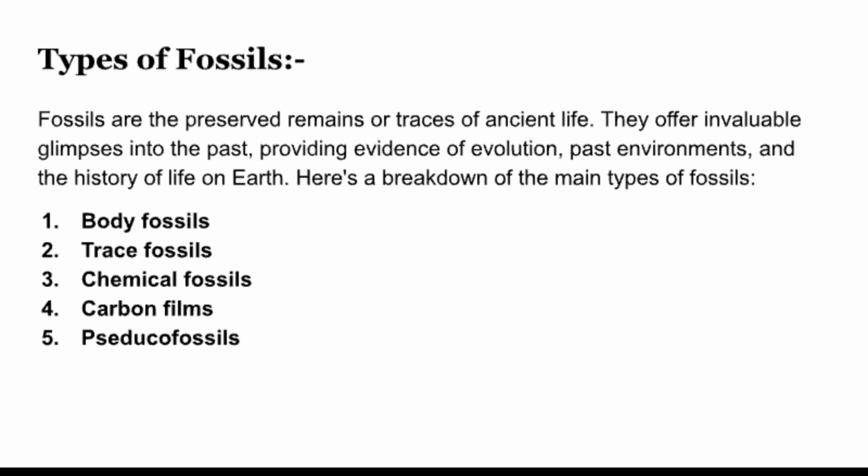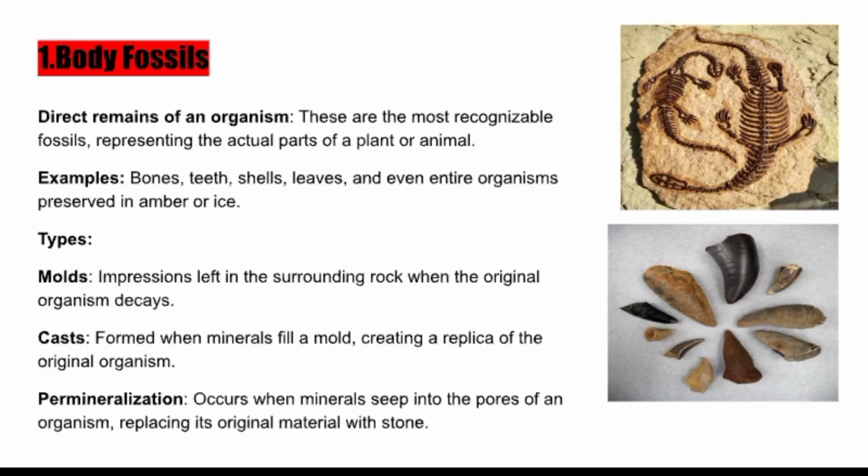First one is body fossils, second is trace fossils, third is chemical fossils, fourth is carbon film fossils, and final is pseudo fossils. These are the main types of fossils. So let's see one by one. So what is meant by body fossils? Body fossils are the direct remains of an organism. These are the most recognizable fossils, representing the actual part of a plant or an animal.